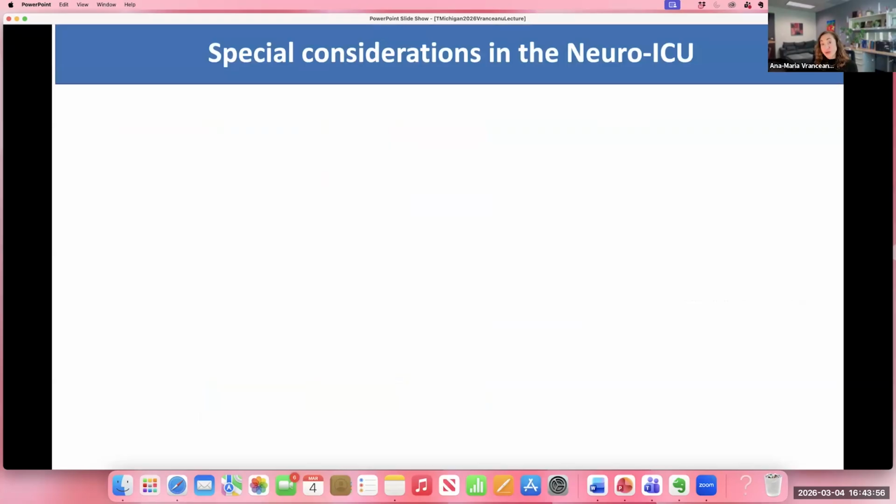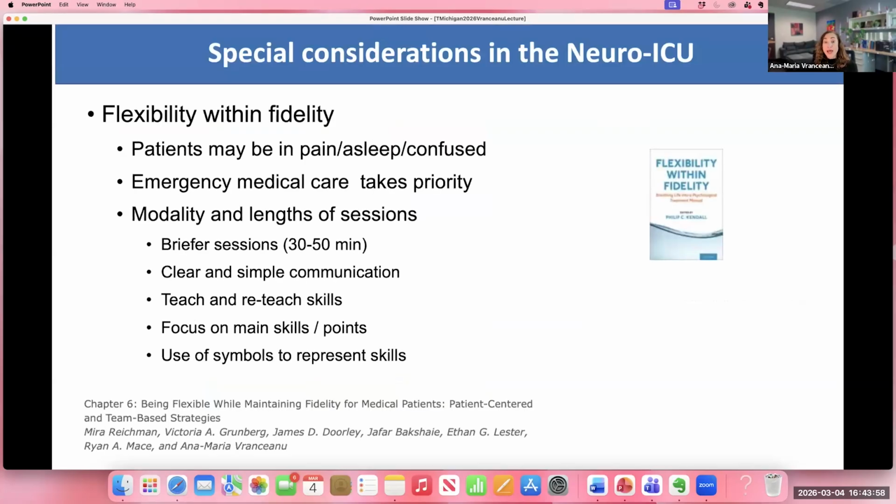So some special considerations in the Neuro ICU. I think a lot of the times in intervention development, we talk about fidelity, and fidelity is so important. However, there's something called flexibility within fidelity, right? So something that's really important is to understand what are the active ingredients of your intervention, things that you absolutely have to deliver because they are directly impacting your outcomes. And what are the other things that you might be able to change? So where can you be flexible?